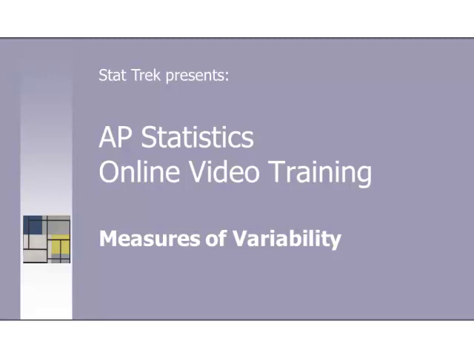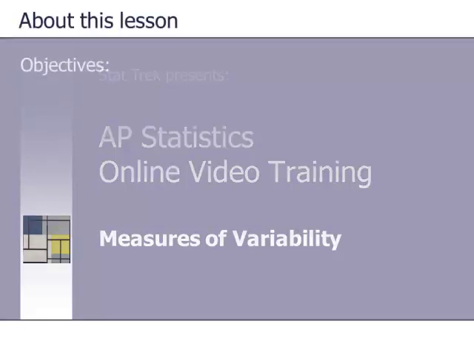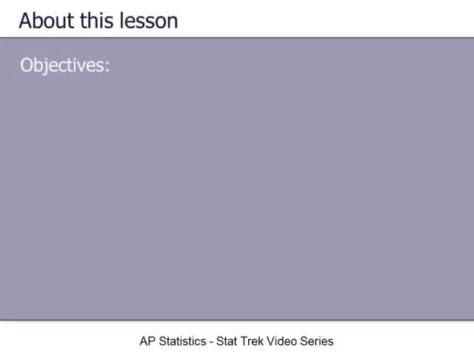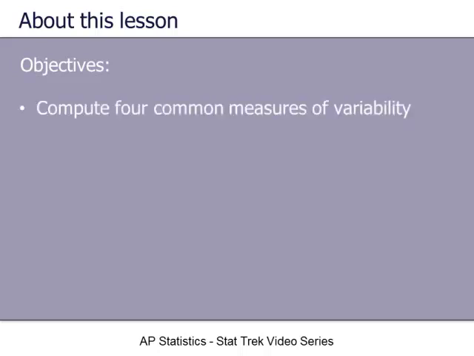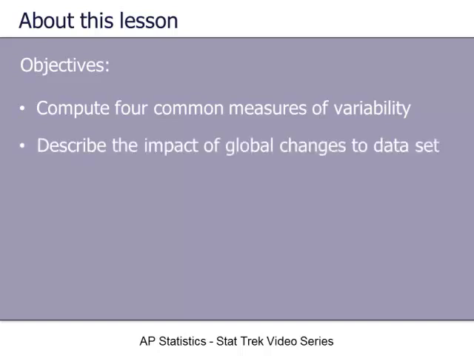This lesson covers measures of variability. Statisticians use summary measures to describe the amount of variability or spread in a dataset. By the end of this lesson, you will be able to compute the four most common measures of variability: the range, the interquartile range, the variance, and the standard deviation. In addition, you will be able to describe what happens to measures of variability when you make global changes to a dataset.